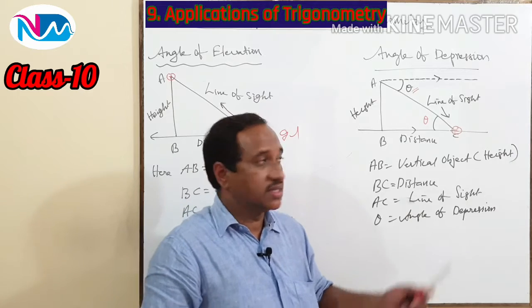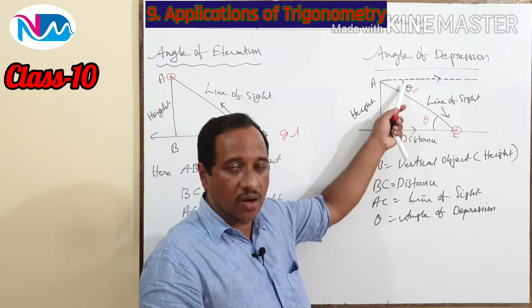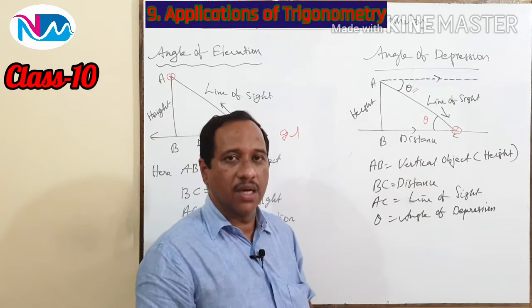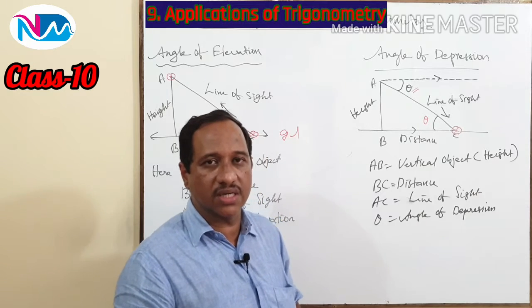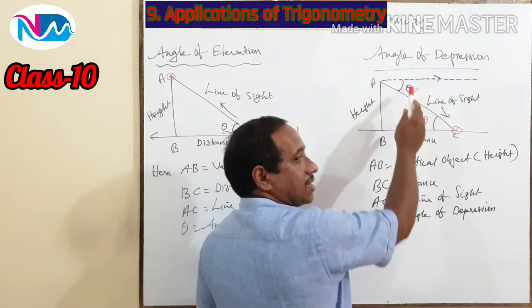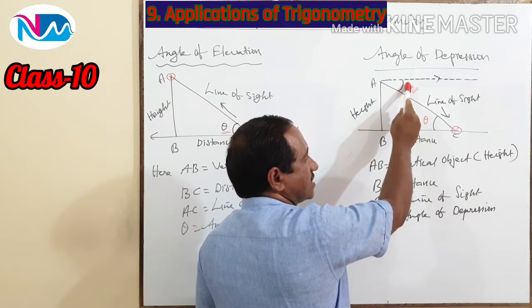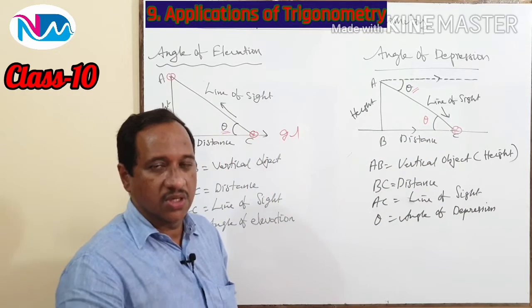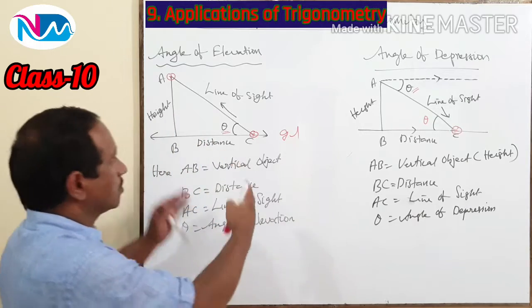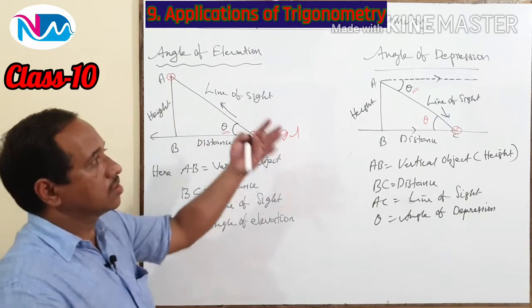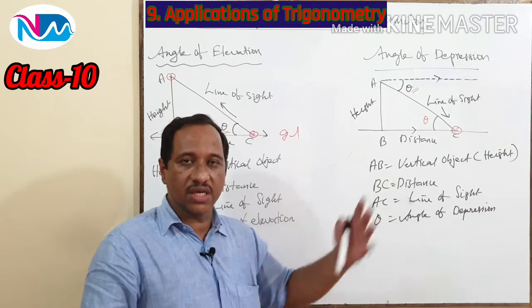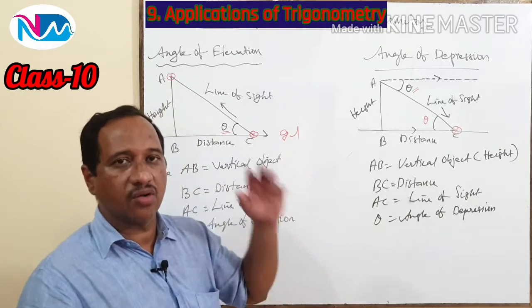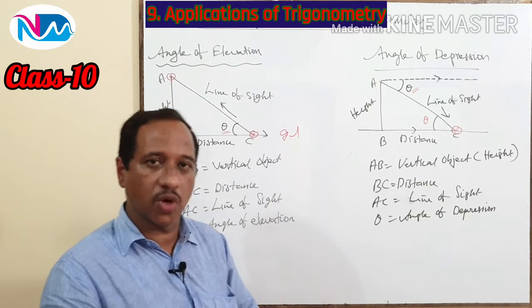Of course, this angle is not inside the triangle, but by using the property of alternate interior angles, if this is theta, this angle is also theta. So whether it is a case of angle of elevation or angle of depression, you can see that always a right angled triangle is formed.